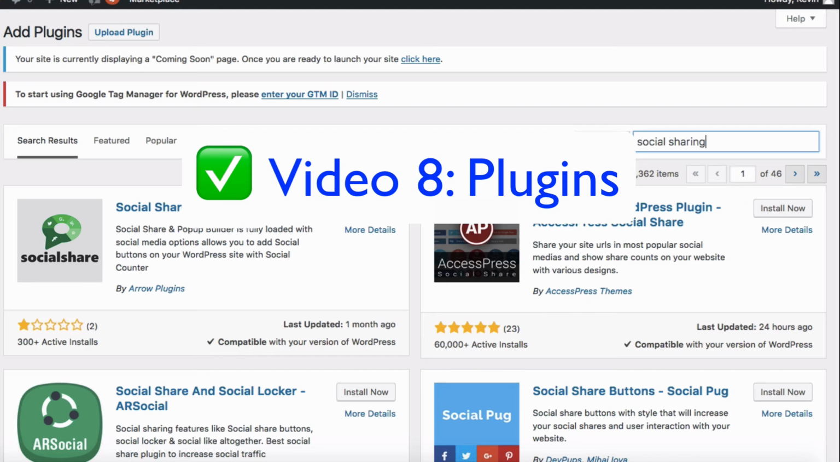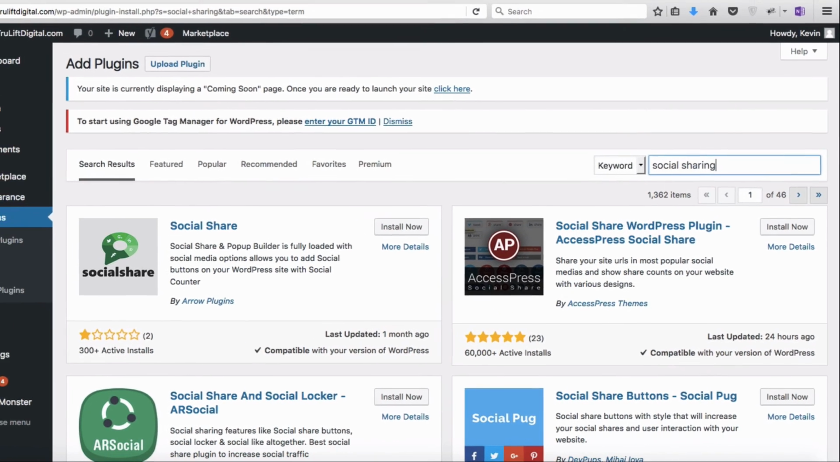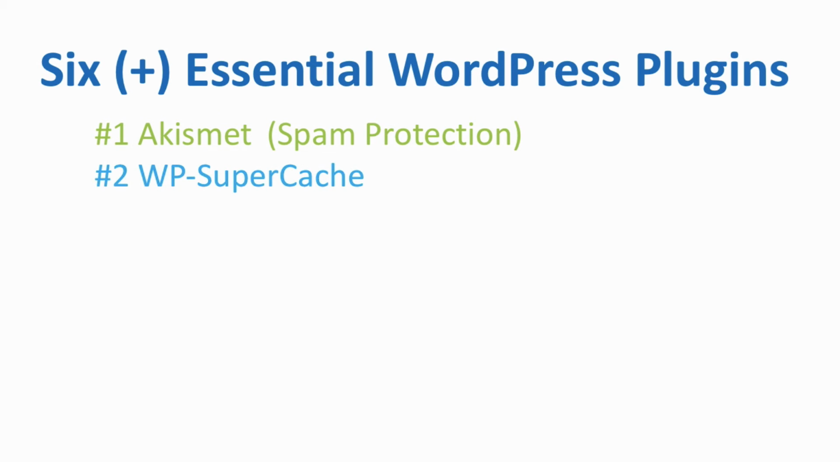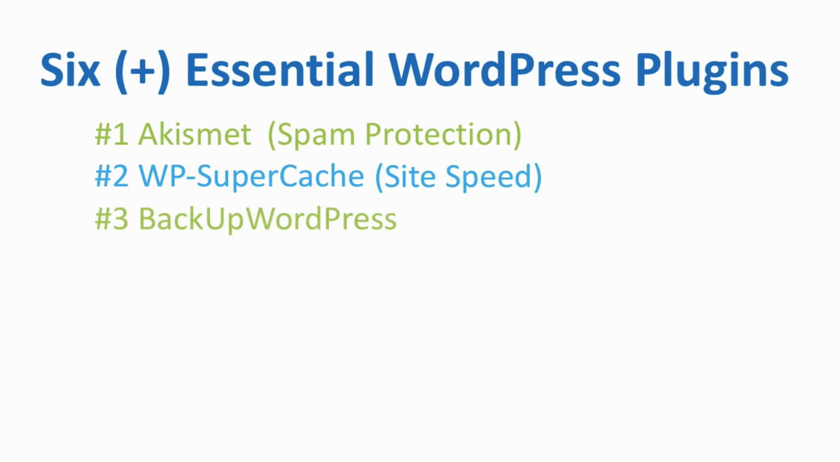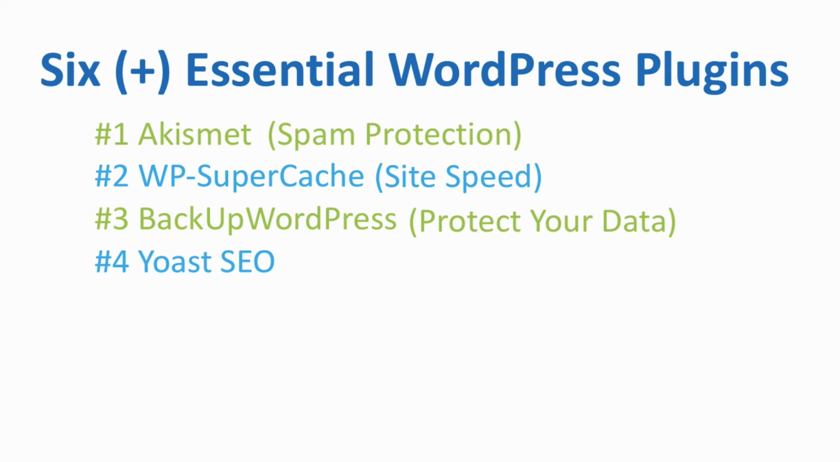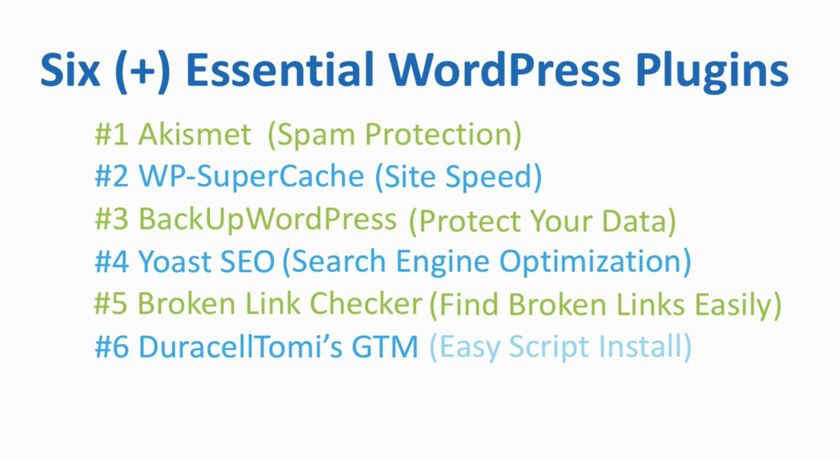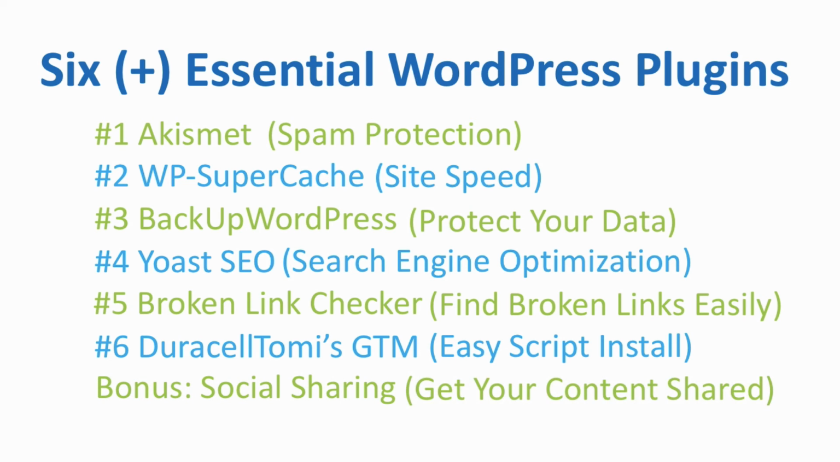Another item checked off your web presence checklist and another step closer to getting your word out to the world. In this video, we installed, activated, and discussed 6 plugins and then a bonus plugin that you should also install. They were Akismet for spam protection, WP SuperCache to ensure your site speed is nice and quick, BackUpWordPress to keep your data safe, Yoast SEO to help get and keep your site in the search engine results, Broken Link Checker to help with SEO and save you effort manually checking links, and DuracellTomi's Google Tag Manager to make script installs easier for you, which we'll dig deeper into in video 12. And then a social plugin is a must to make it easier for visitors to share your content.